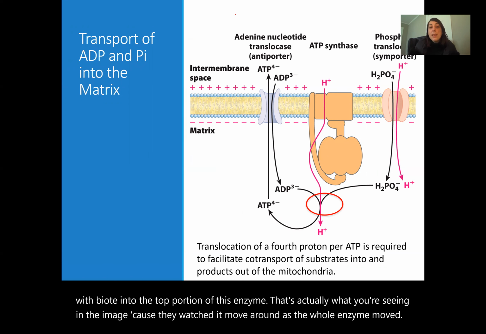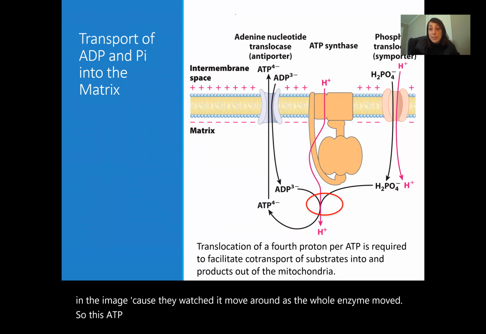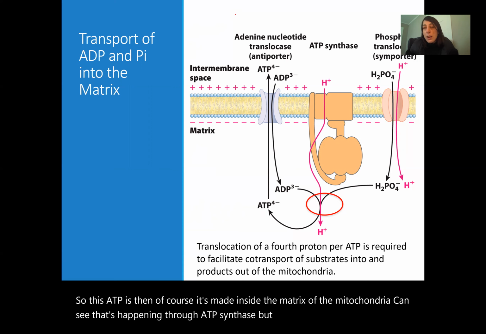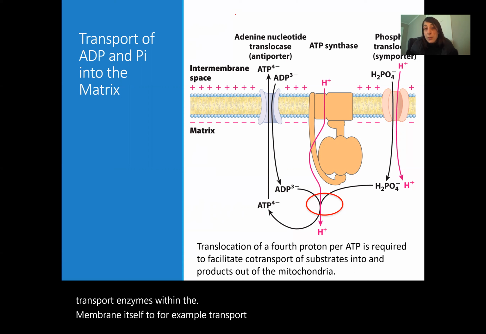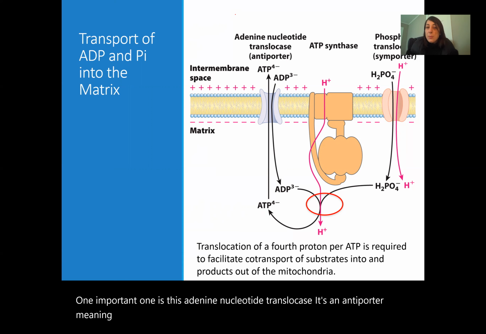So this ATP is, of course, made inside the matrix of the mitochondria. You can see that's happening through ATP synthase, but then we utilize other transport enzymes within the membrane itself to, for example, transport out ATP. One important one is this adenine nucleotide translocase. It's an antiporter, meaning that as one ATP is moving out, it has to move one ADP in. So it's transferring one ATP for one ADP.